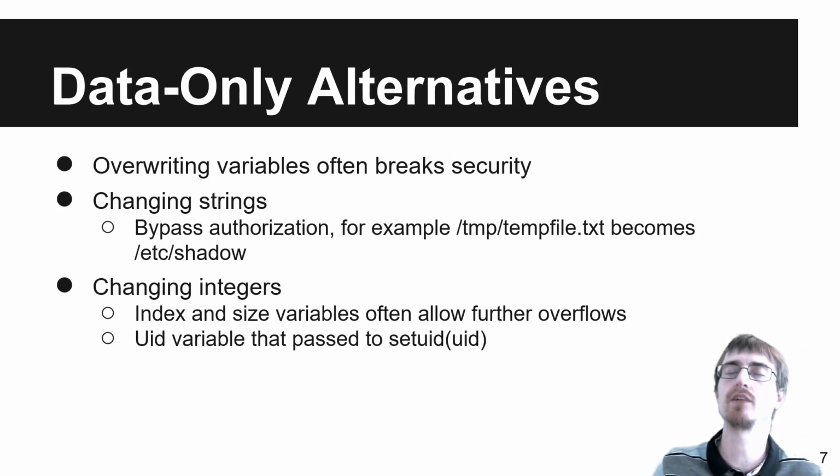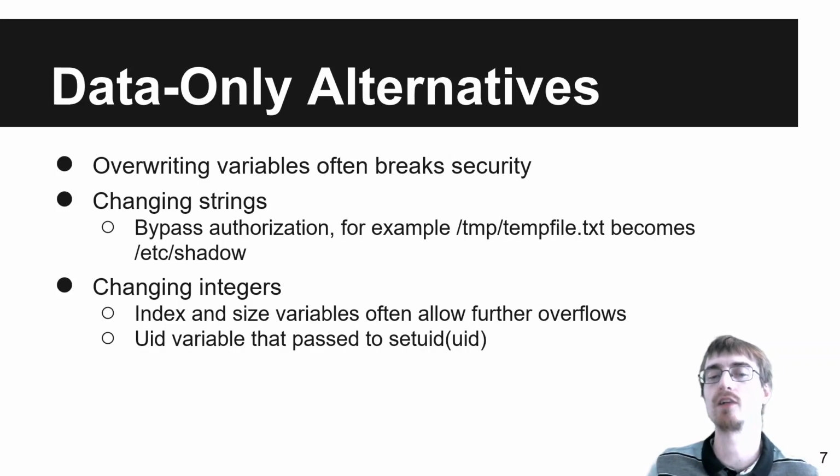Other cases include changing integers. So, for example, index and size variables will often allow further overflows if you get to them. So if you have an integer in the BSS segment or the data segment, that is used as an index somewhere, or that is used as a size for a bounds check, if we overwrite this, it means that we can perform an array overflow somewhere else.